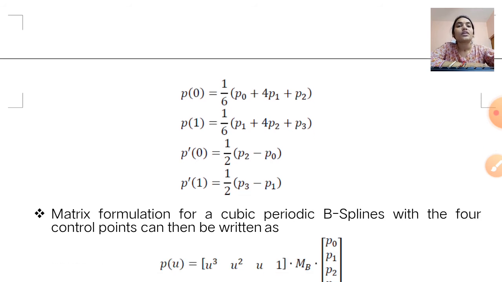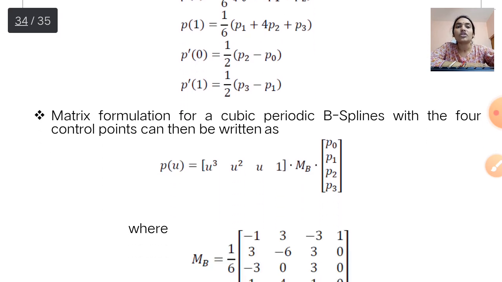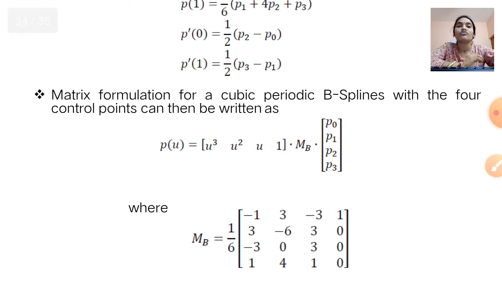Okay. The matrix formula for the cubic periodic B-spline with 4 control points can be written in this way: P of u equals u cube, u square, u, 1 into MB into p0 p1 p2 p3. Okay. All these formulas you should remember. No need to work the numerical problems, only the formulas need to be remembered.